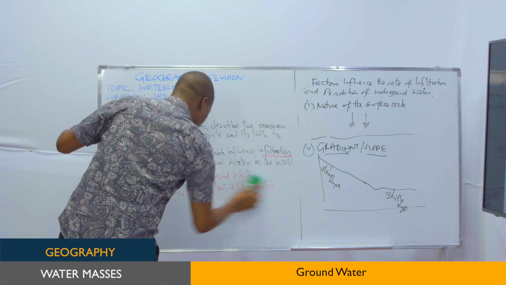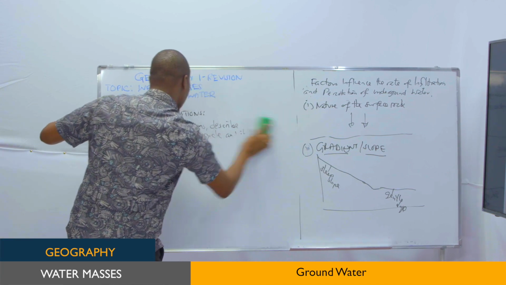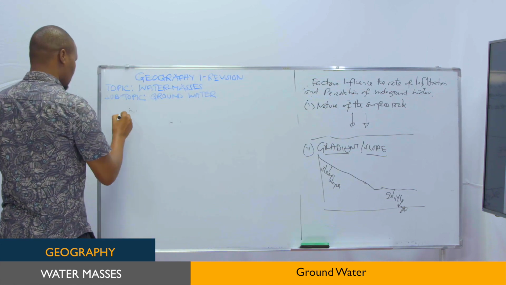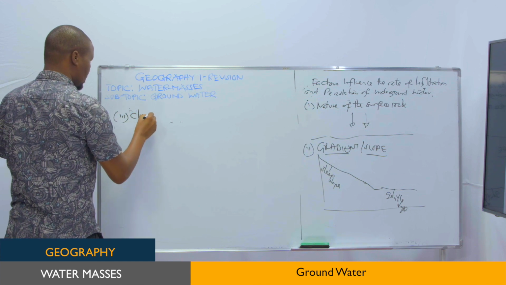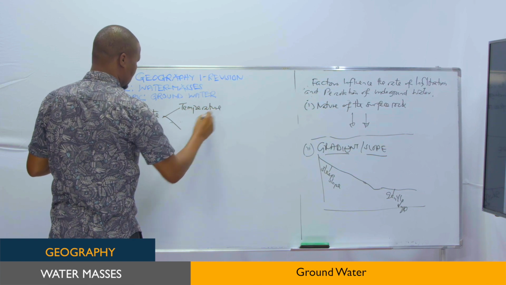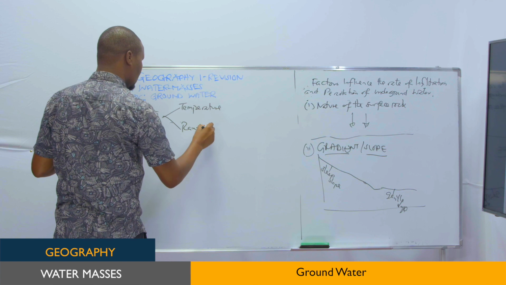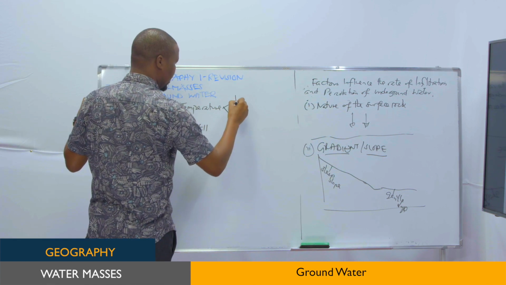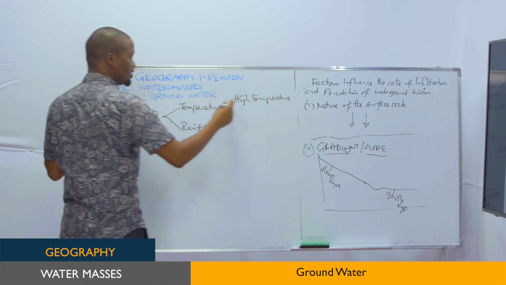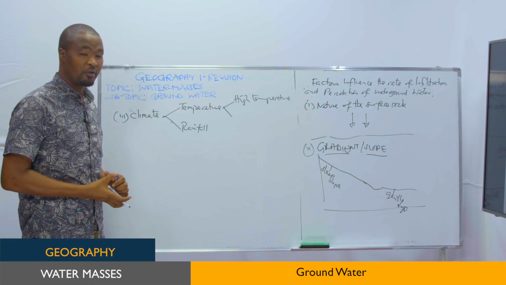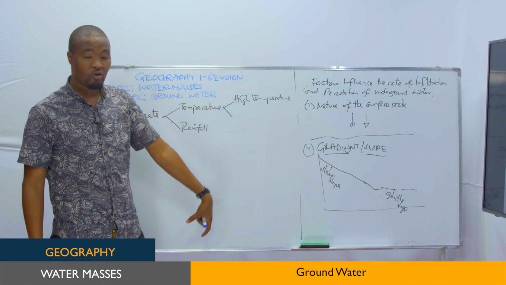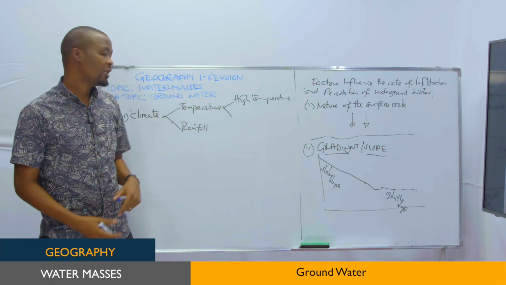Then from there, we have another factor known as climate. Let us talk in terms of temperature and rainfall. Areas of high temperature, in terms of hot, will have a little amount of water underground. Why? Because there will be a high rate of evaporation or transpiration. Then most of the water which is underground will be taken into the atmosphere.